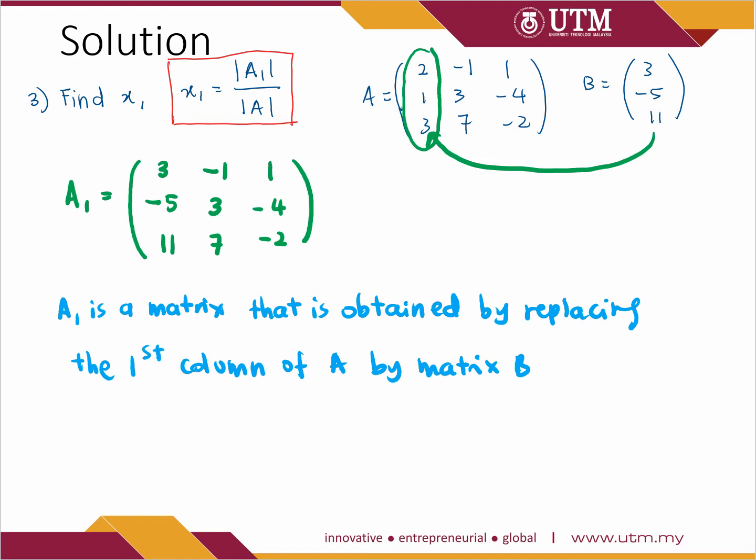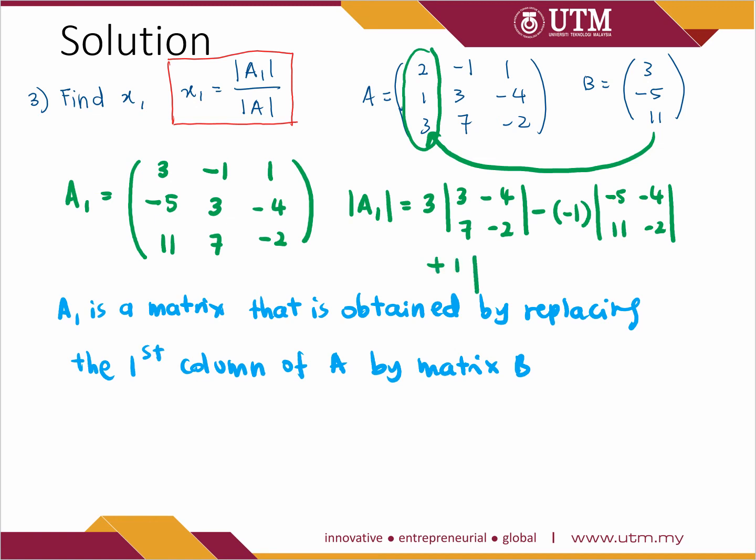So from here we can find the determinant of A1, which will be equal to 3 times the matrix 3, negative 4, 7, and negative 2, minus, so don't forget the sign for the second part, where it should be negative, times negative 1 multiplied by the matrix of negative 5, negative 4, 11, negative 2, and the last one will be plus 1 times the matrix negative 5, 3, 11, and 7.